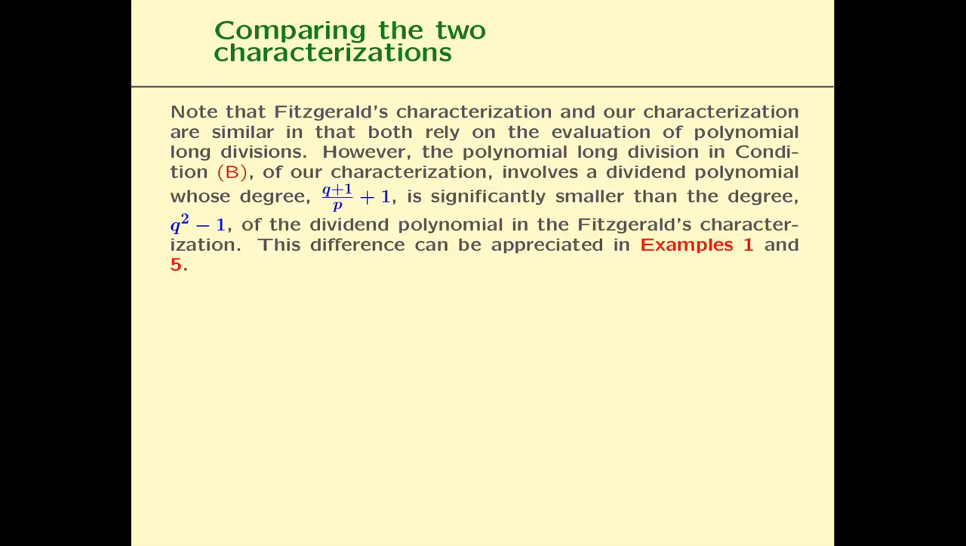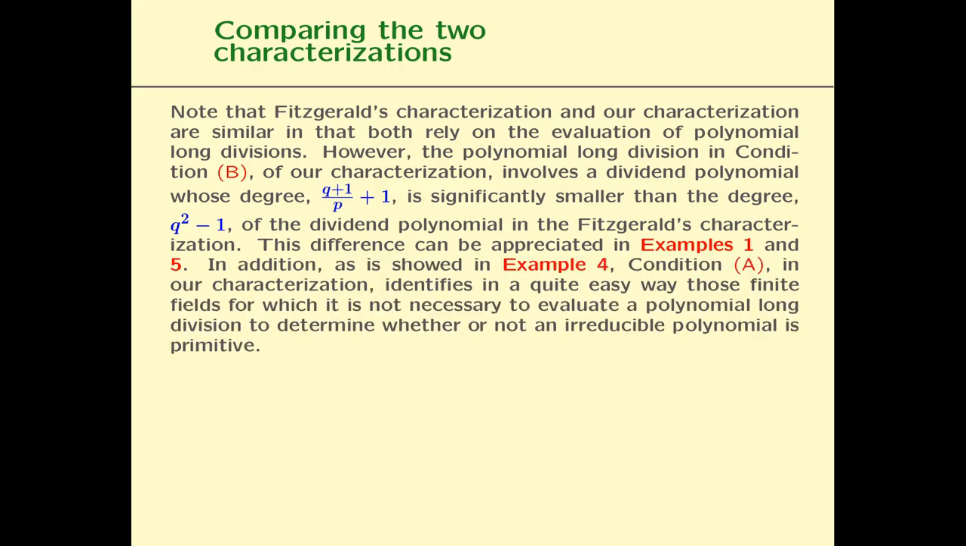However, the polynomial long division in condition B of our characterization involves a divided polynomial whose degree q plus 1 divided by p plus 1 is significantly smaller than the degree q squared minus 1 of the divided polynomial in the Fitzgerald characterization. This difference can be appreciated in examples 1 and 5.